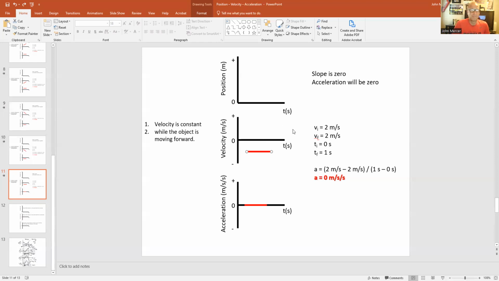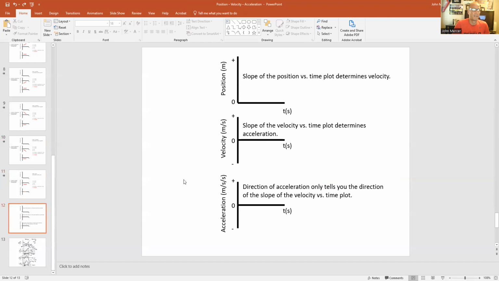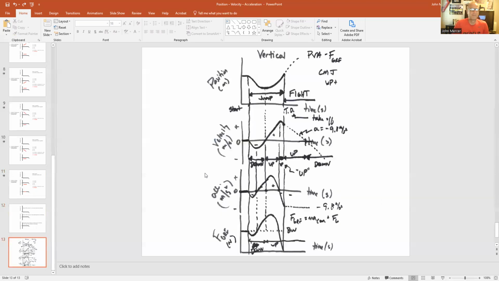So there's a lot of math behind this, but if you can pick up the relationship between the slope and the next parameter down, you're really moving yourself forward. So the slope of the position versus time plot determines velocity. The slope of the velocity versus time plot determines its acceleration. Direction of acceleration only tells you the direction of the slope of the velocity versus time plot. It does not tell you direction of movement. The direction of movement we get by looking at the direction of the velocity vector or the position vector, the displacement vector. But the direction of the acceleration vector does not tell us direction of motion. We actually need some more information to be able to say what's happening kinematically. All right, so hopefully this helps you see the relationships between position, velocity, and acceleration.